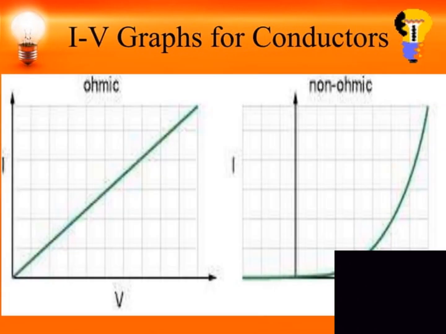In ohmic conductors, as the potential increases, the voltage also increases. If the potential is increasing, the voltage will also be increasing. But here, even when the potential is not given, the voltage is going to increase. Okay.